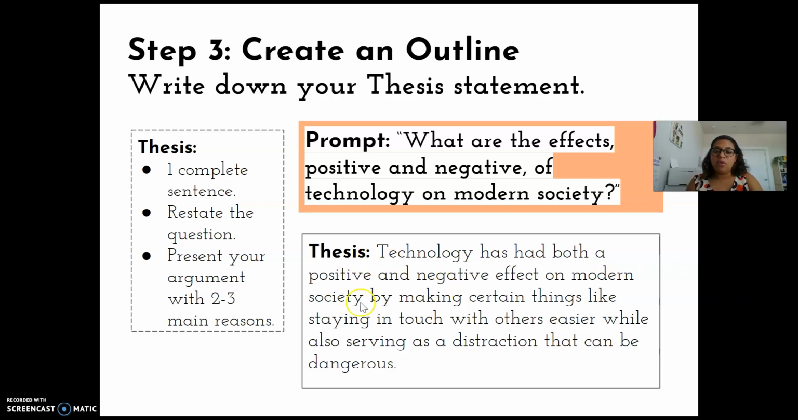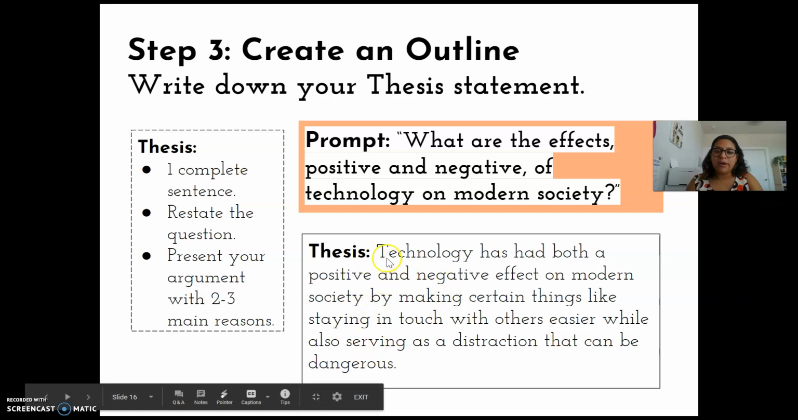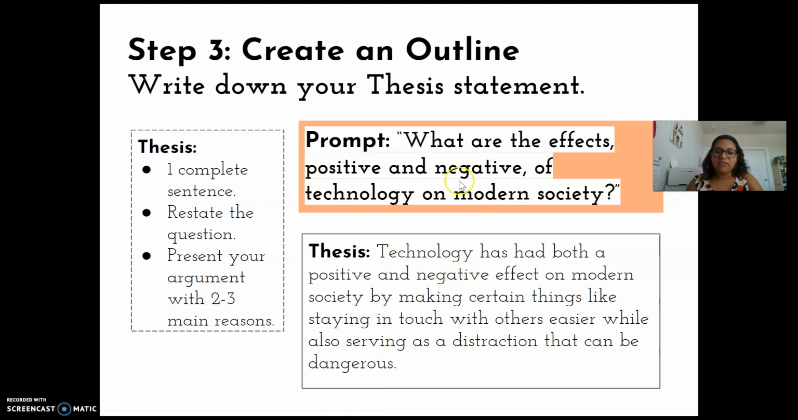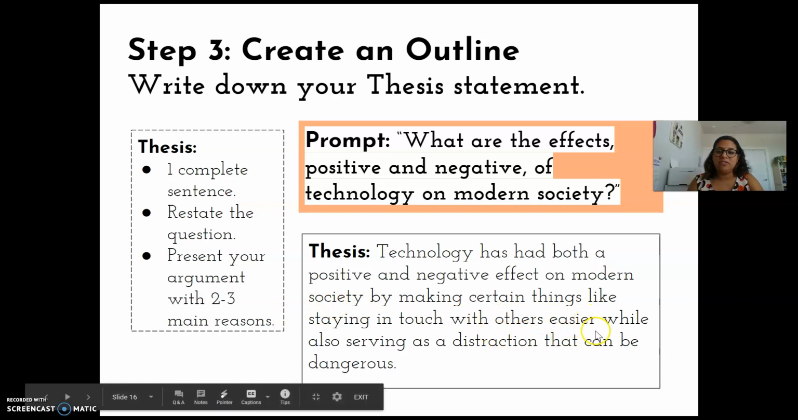Notice how it is one complete sentence. Notice how I restate the question. What are the effects, positive and negative, of technology on modern society? And then notice that I present my argument with 2 to 3 main reasons. So I present that it has a positive effect by making things easier, but it has a negative effect by potentially being dangerous.